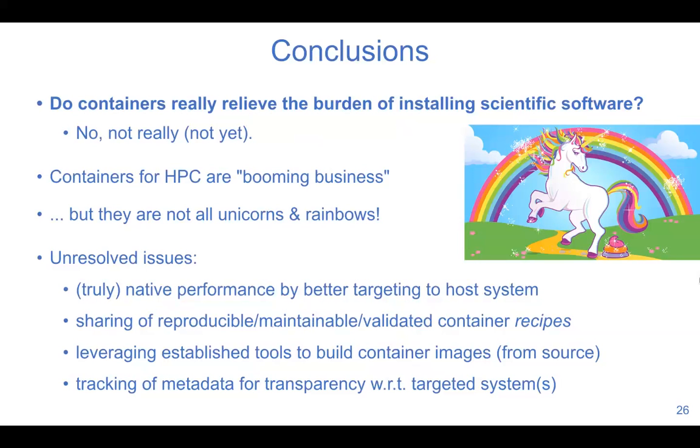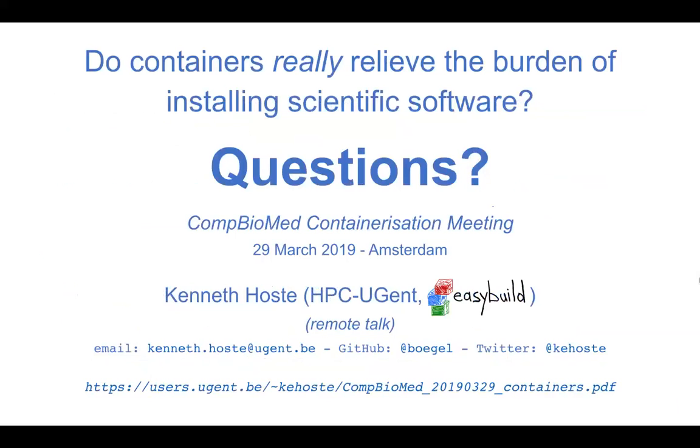Like performance, or like sharing of recipes that are well written, that are easy to maintain or easy to update. Hopefully that leverage existing tools like EasyBuild or some of the others I mentioned. And also the tracking of metadata is an important thing that should be tackled in one way or another. That's what I had, and I hope there's still some time for questions.